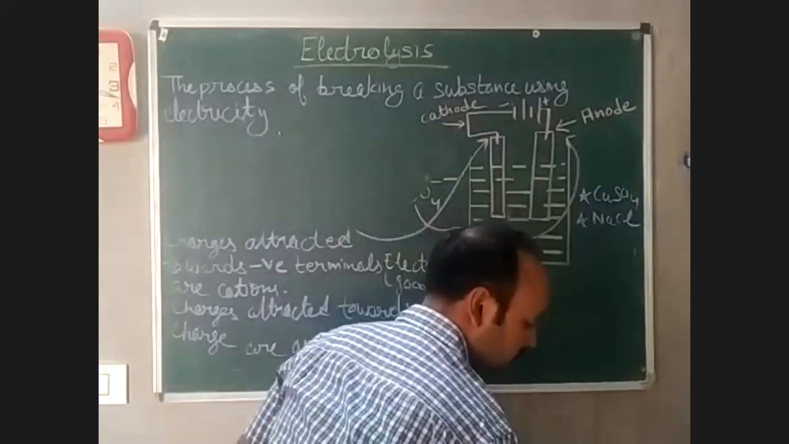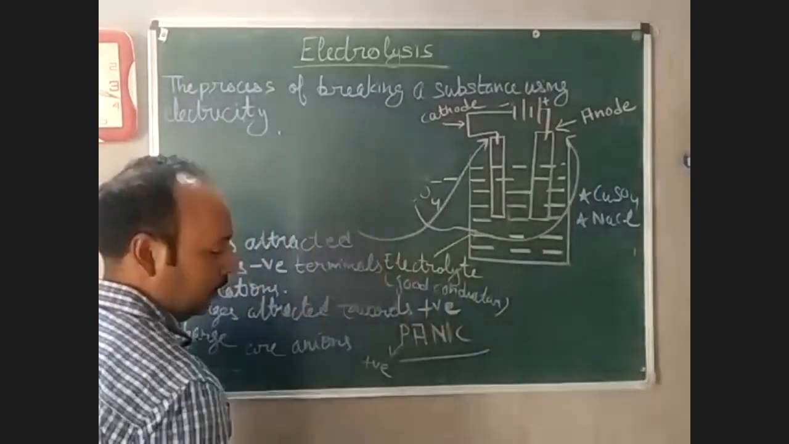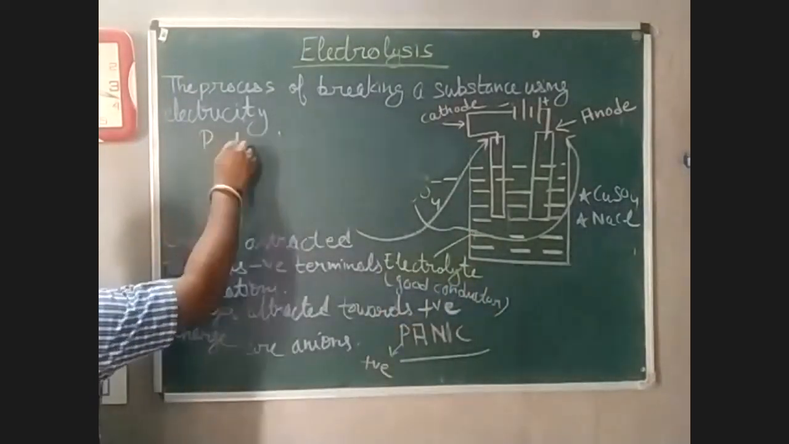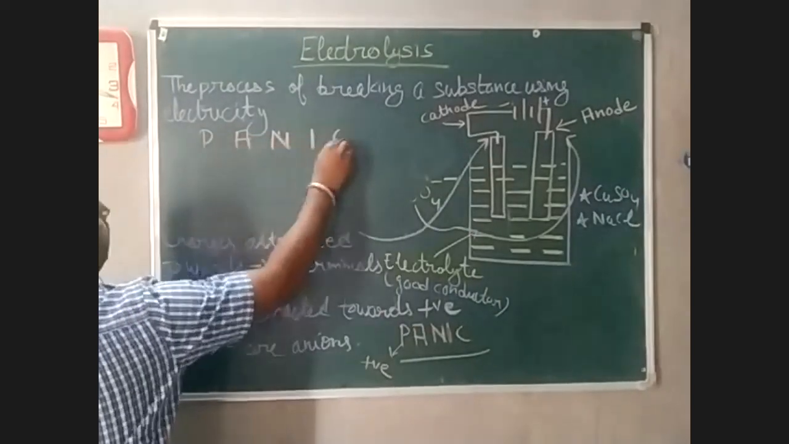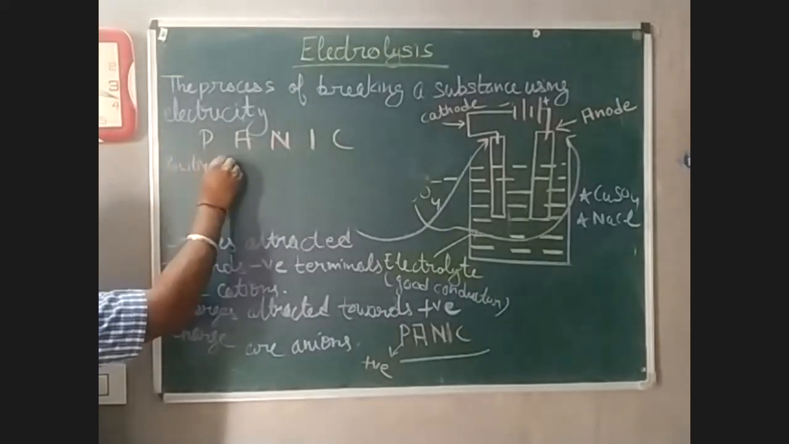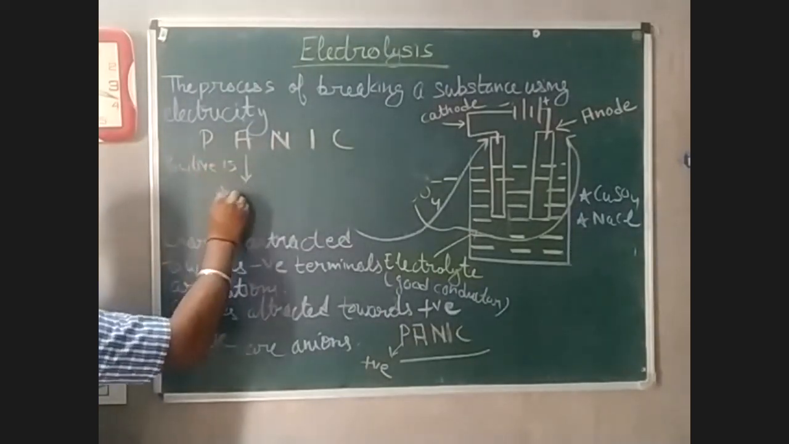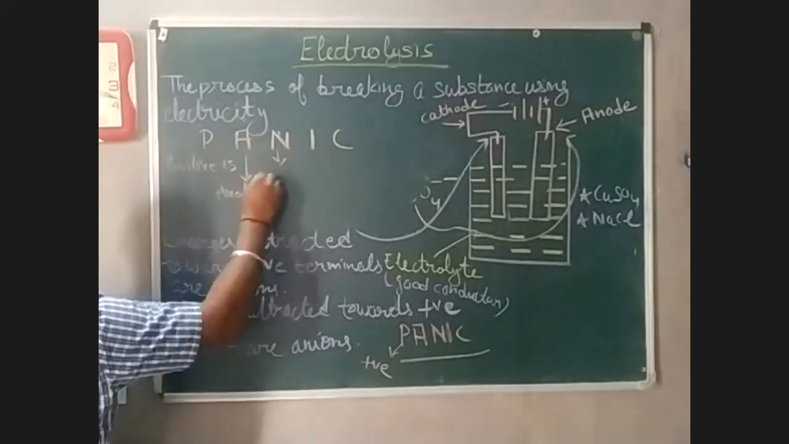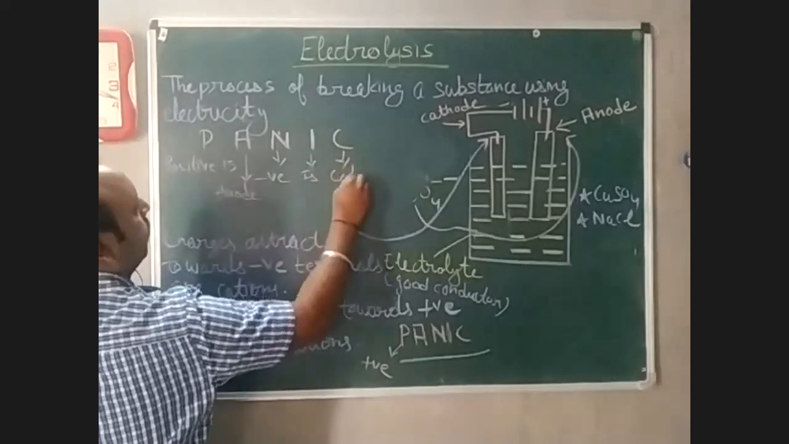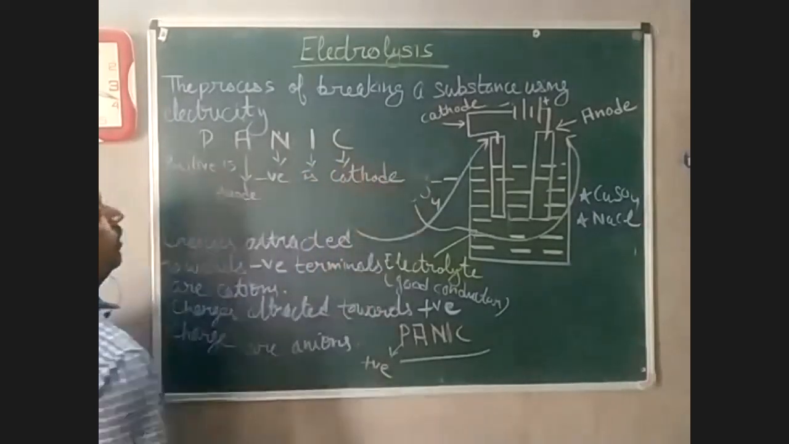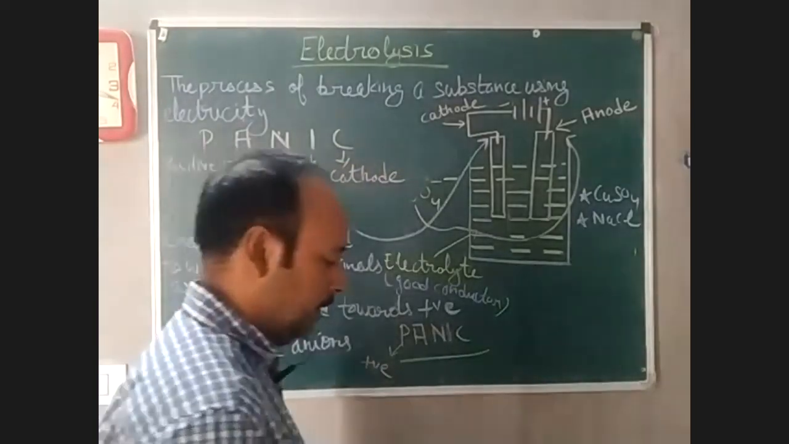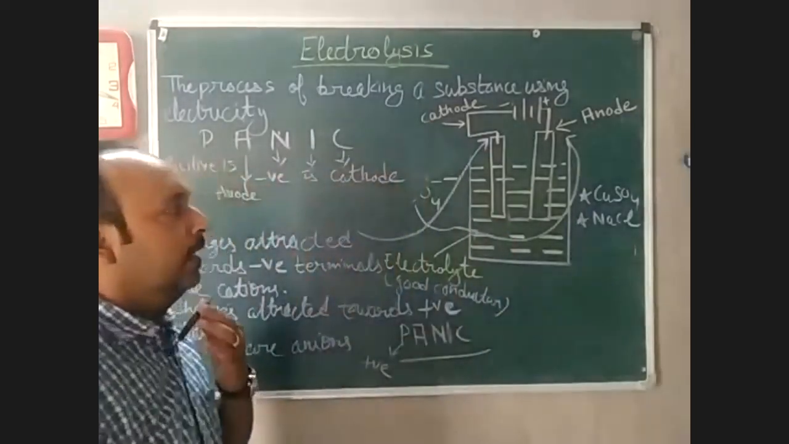Because there will be confusion about which is positive and which is negative. So by this word PANIC, we can say positive is anode, negative is cathode. So cathode will be negative and anode will be positive. This is the way you can learn which rod is positive and which rod is negative.